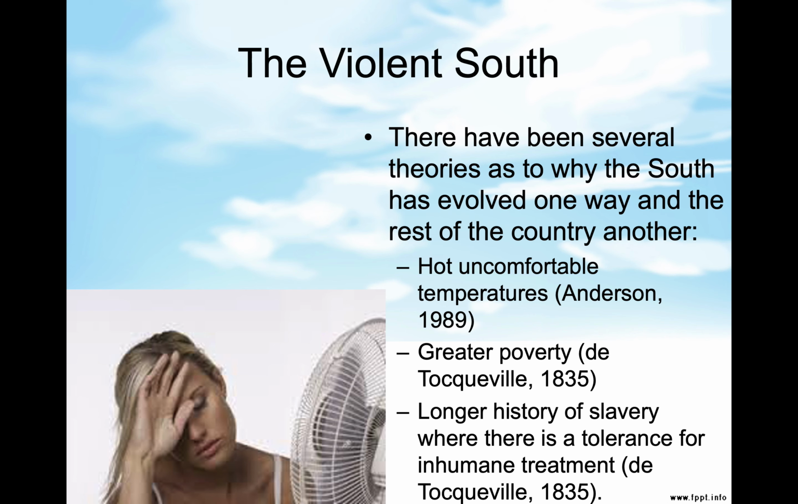There have been several theories as to why the South has evolved one way and the rest of the country another. It's hot and uncomfortable temperatures in the South, according to Anderson, 1989. Greater poverty, de Tocqueville in 1835. A longer history of slavery, where there is a tolerance for inhumane treatment, and that's according to de Tocqueville as well.